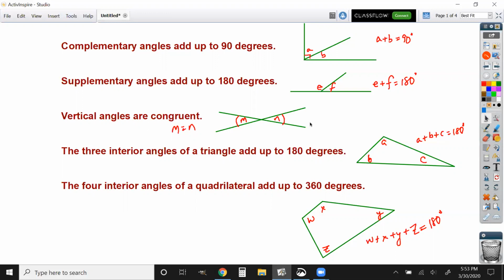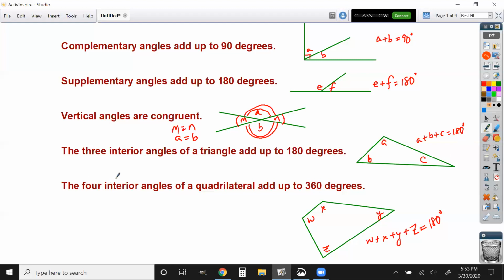In fact, if I were to add to this picture, I could call this A and this B, and now A would equal B because they are also vertical angles. So those two angles would then be equal to each other also. Then we learned that the three interior angles of a triangle add up to 180 degrees. So A plus B plus C adds up to 180.